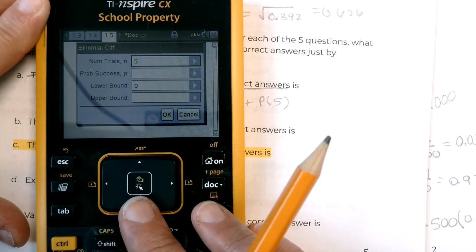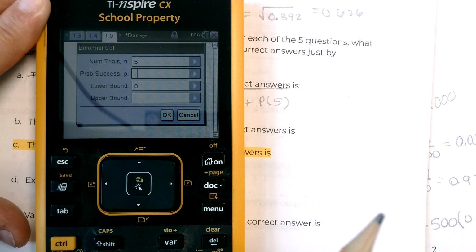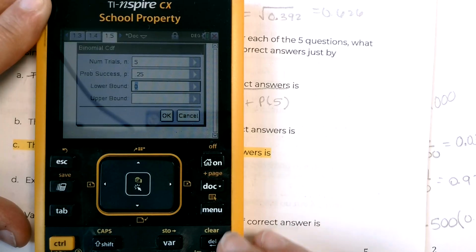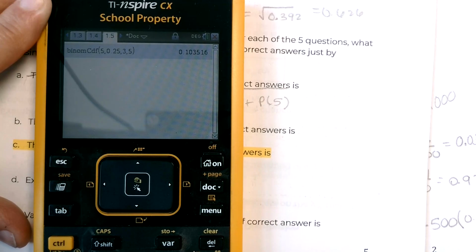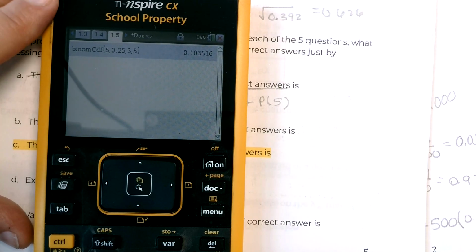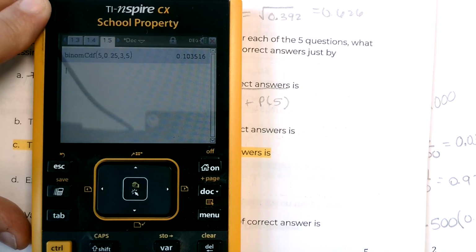Okay, we still have 5 questions. We have a probability of success of 0.25. This time the lower bound is 3 and the upper bound is 5. And that gives us a probability of 0.13, which is 10.35%.